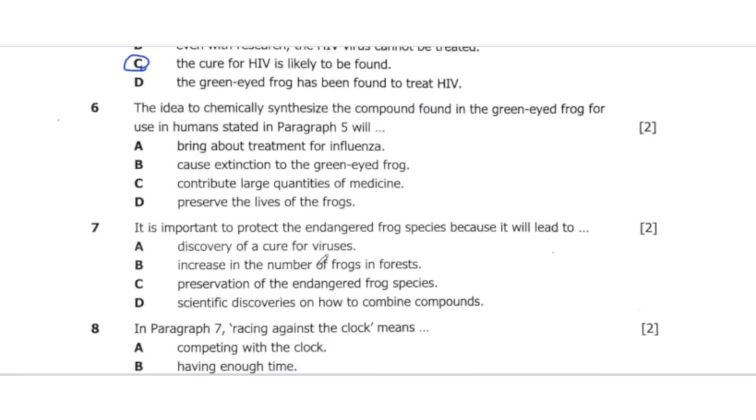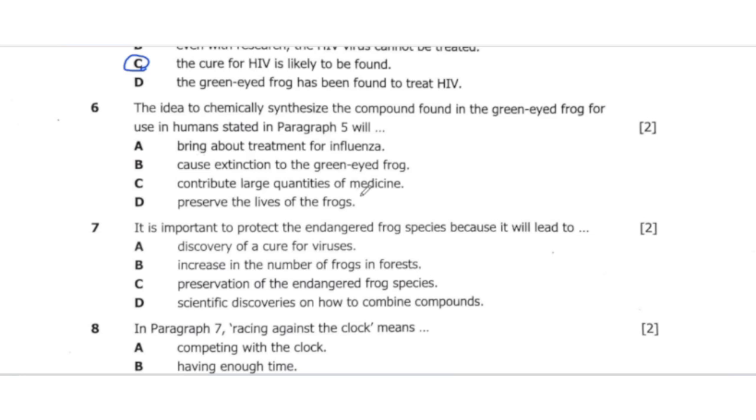Okay. The idea to chemically synthesize the compound found in the green-eyed frog for use in humans, stated in paragraph 5, will be: A, bring about treatment for influenza. B, cause extinction to the green-eyed frog. C, contribute large quantities of medicine. D, preserve the lives of the frogs. Okay, so that is question number 6.